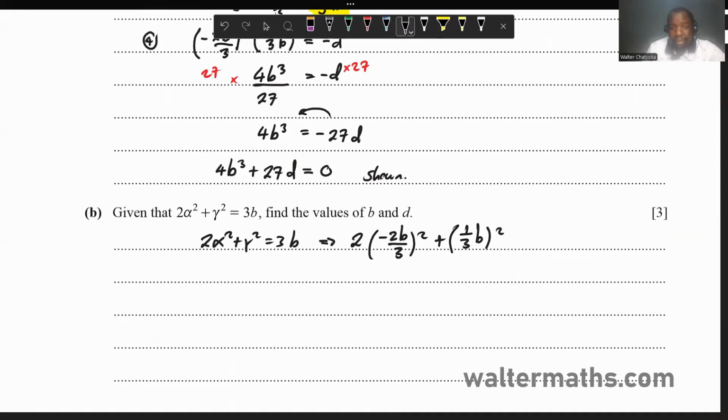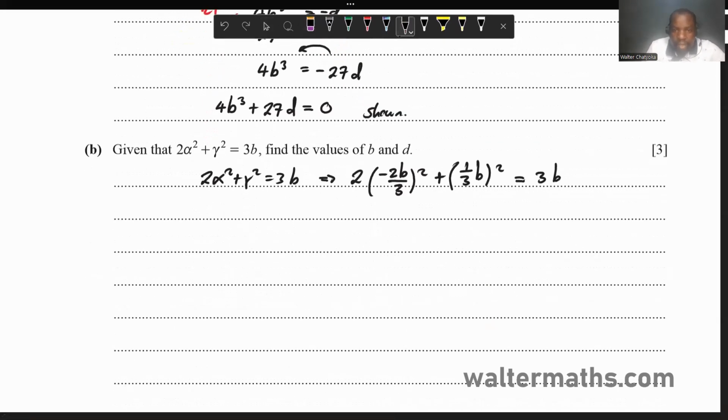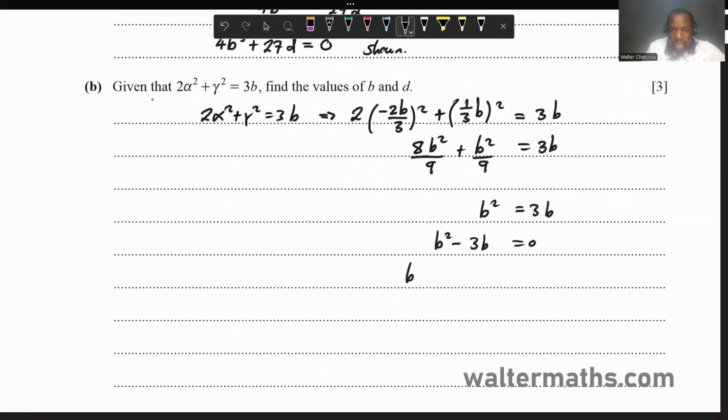So this is what we have. Let's simplify this. Actually, this is equal to 3b. So simplifying this, we'll be having 8b squared over 9 plus b squared over 9 is equal to 3b. If we add these two, we get b squared, and that's equal to 3b. So that's b squared minus 3b is equal to 0. And b factored out is b times b minus 3 equal to 0. So it's either b is equal to 0 or b minus 3 equal to 0, leading to b being equal to 3.